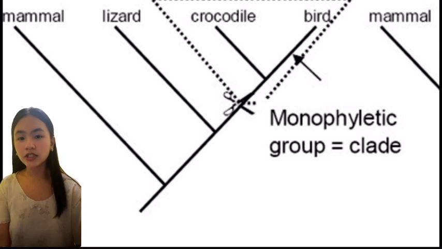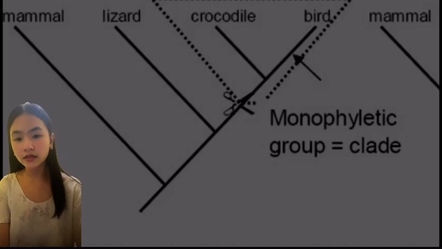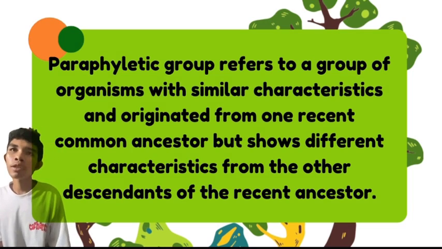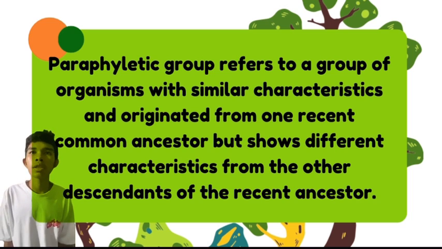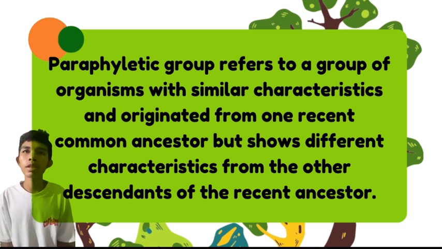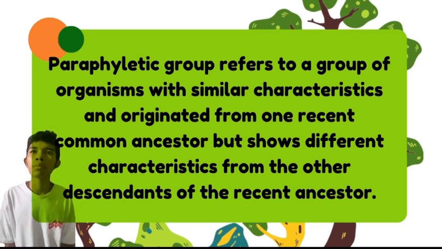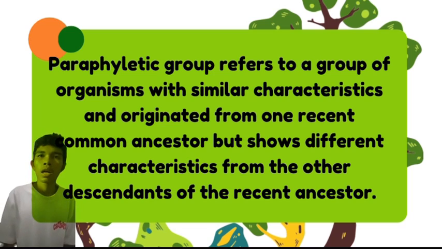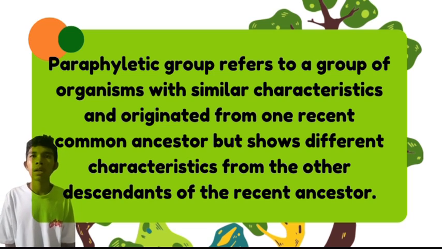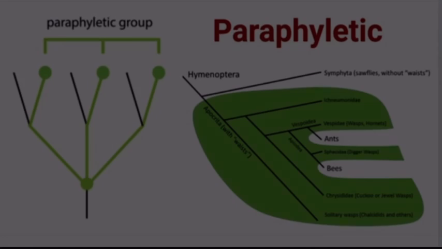This picture shows a monophyletic group that has a common ancestor. A paraphyletic group refers to a group of organisms with similar characteristics that originated from one recent common ancestor, but shows different characters from the other descendants of the recent ancestor.